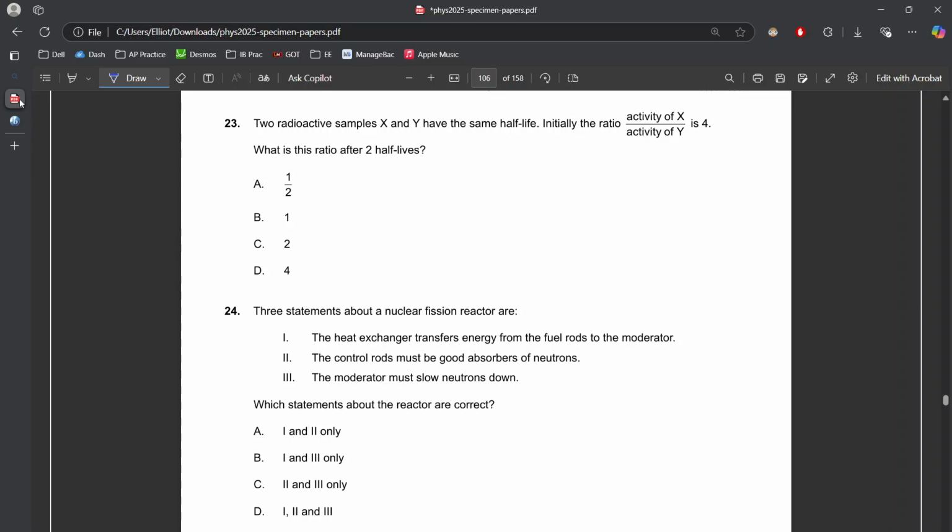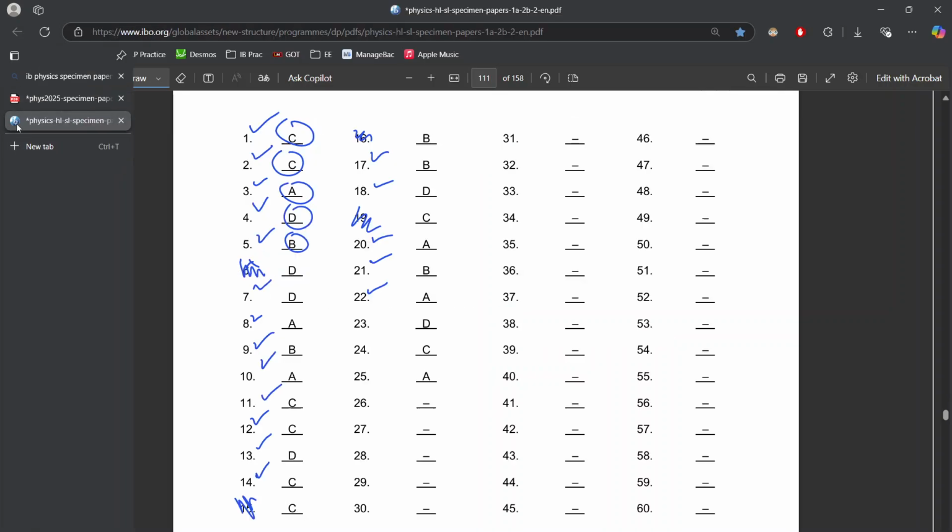So I guess the important thing to know is that if they have the same half-life, they should decay at the same rate. Which means I suppose the activity should stay the same, which is my guess. So I'm going to say D, which may or may not be wrong. 23 is D. Yeah, okay.